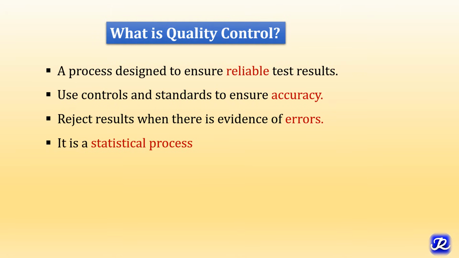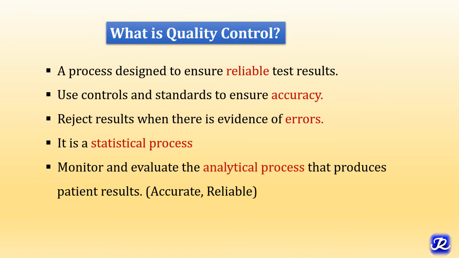It is a statistical process. Why is it called a statistical process? We will discuss this later, because it makes use of various statistics to see whether the results are accurate and precise, and whether there are errors during the analytical process in the laboratory. So it is called a statistical process. This quality control monitors and evaluates the analytical process that produces patient results, and that result should be accurate and reliable.